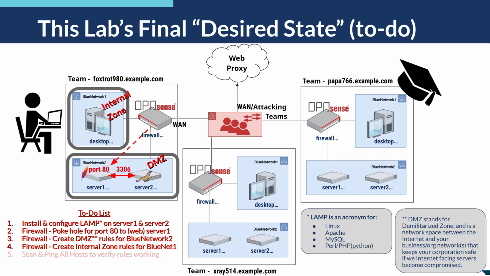Block all traffic also to the rest of Blue Network 2, so we're not exposing our database server to the internet. That would be bad. As well as creating DMZ rules for Blue Network 2, so not allowing things in and out, and then creating the internal zone rules for Blue Network 1 to protect our employees from the internet. And then those are tasks 1 through 4.